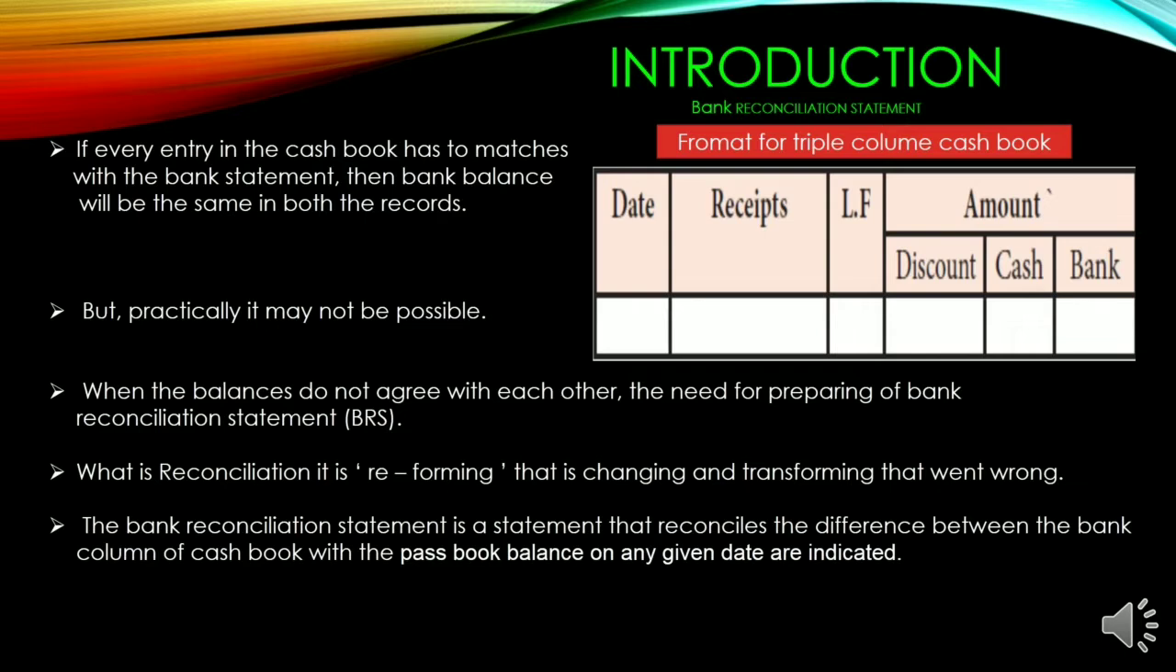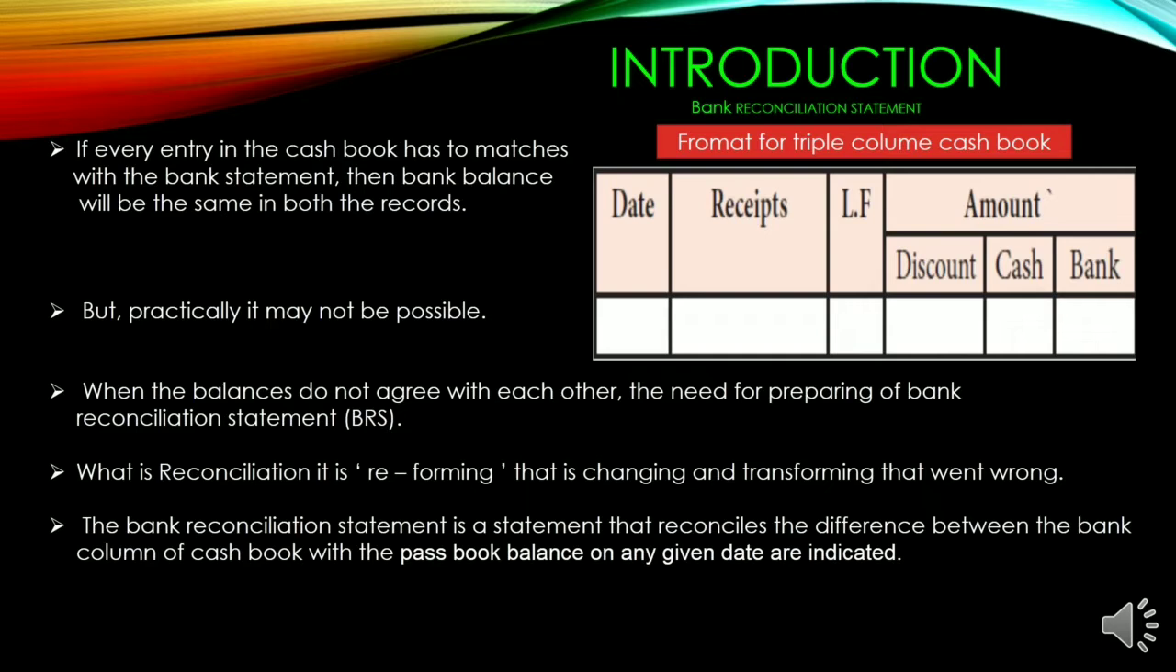The bank column we maintain has to be matched with the bank statement, what is in the bank. The bank statement is nothing but what the banker is maintaining. But practically it is not at all possible to match exactly, so whatever we maintain and the bank statement maintained by the banker won't be the same. When the balances do not agree, the need for preparing a bank reconciliation statement is very important.